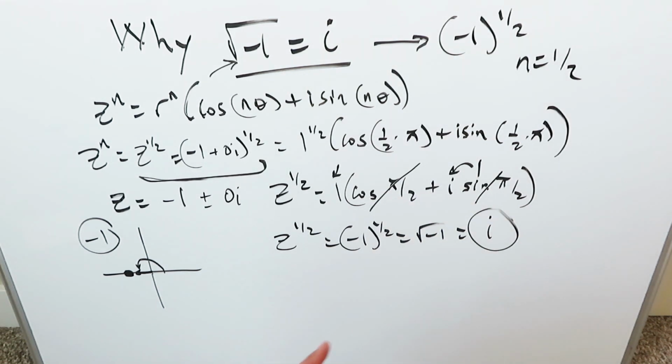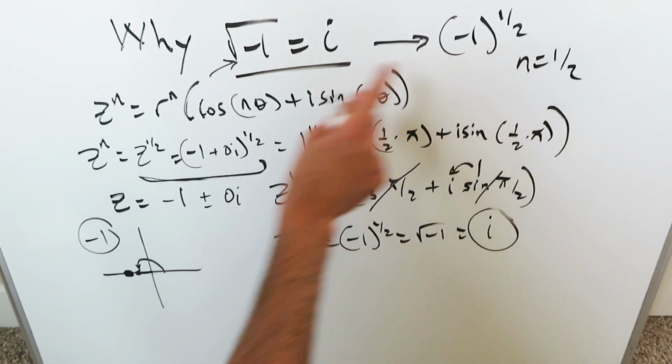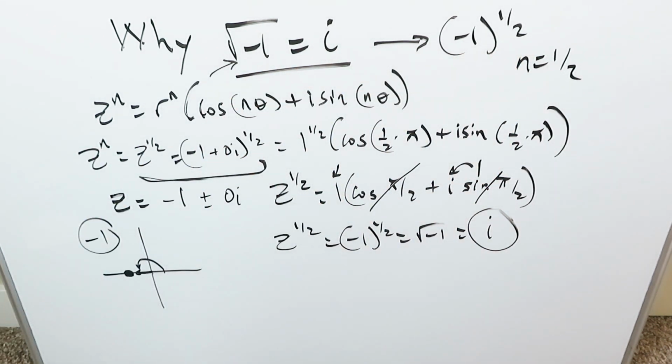And now we know why the square root of -1 is equal to i. We have utilized here de Moivre's theorem, the powers of a complex number. I've converted a square root into an exponential form so I can utilize this formula. And that right there is the end.